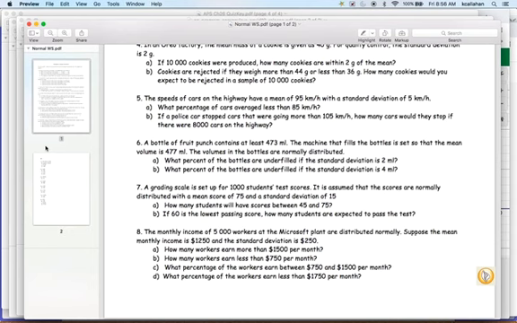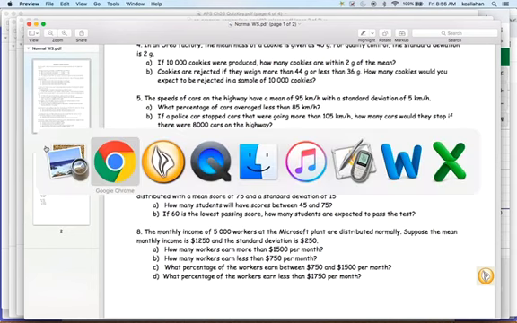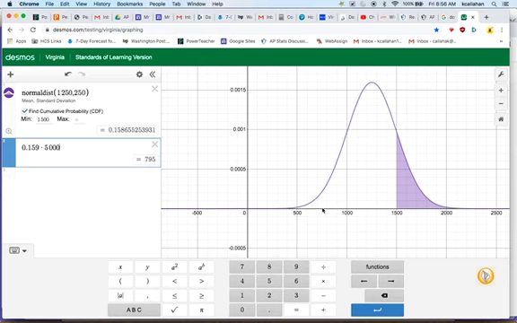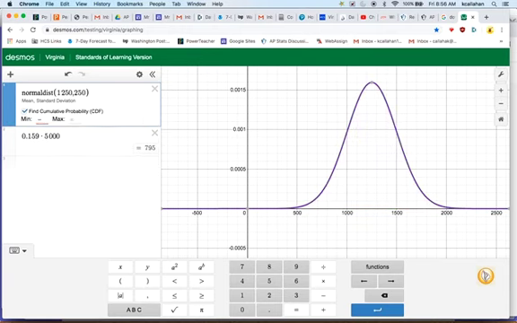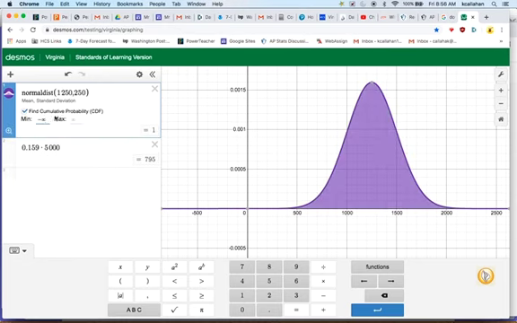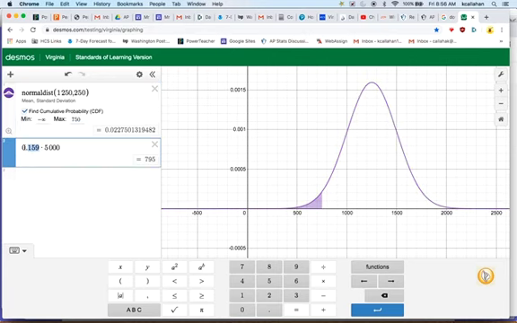B, how many workers earn less than 750? Okay, so that means 750 and to the left. So let's do this. Negative infinity to 750. That gives us the percent. It looks like 2.275%. But we need to multiply the decimal form of that. 0.0228. So 114.